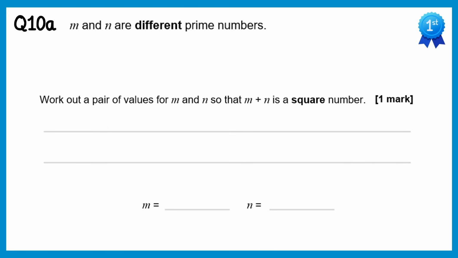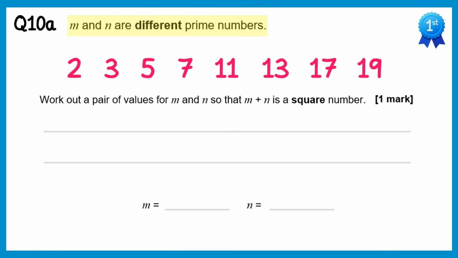In this question, we're told that m and n are different prime numbers. So let's write down our prime numbers. These are numbers with exactly 2 factors, so 2, 3, 5, 7, 11, 13, 17, 19, and so on. Now we need to find a pair of these numbers that add together to give a square number.